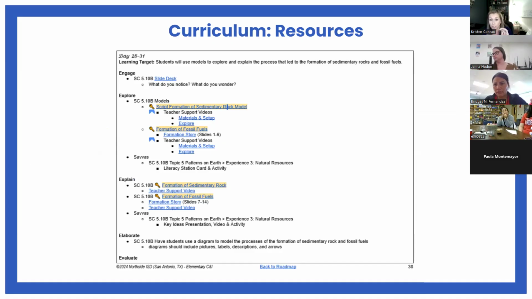So also, Jenna and I noticed right before we jumped on with you guys that in your unit at a glance, it's organized where you explore the formation of sedimentary rock. One day you do your engage, explore sedimentary rock, and then the next day you explain sedimentary rock. Then the next day you explore the formation of fossil fuels, and then you explain fossil fuels. And so we have our teacher support videos linked in here. We also have Savvas. They have resources. You have an elaborate. Let me show you these a little bit in detail.